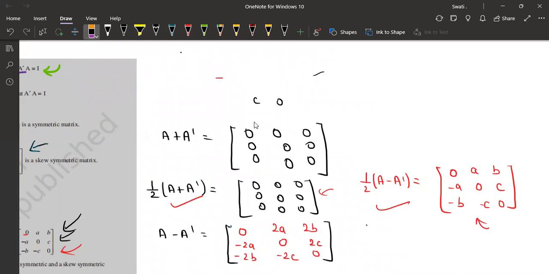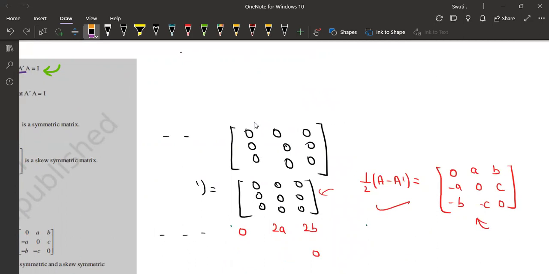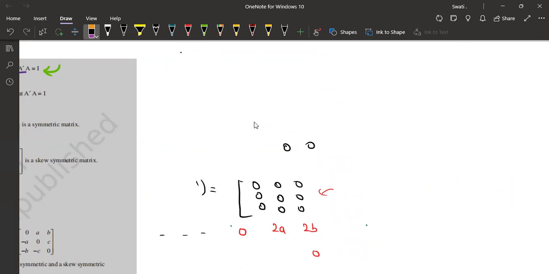All right, so now I hope you've taken the screenshot. Now let's start with the next question, and that is question number 10. Okay, so in question number 10, what do we have? Let's check the question.